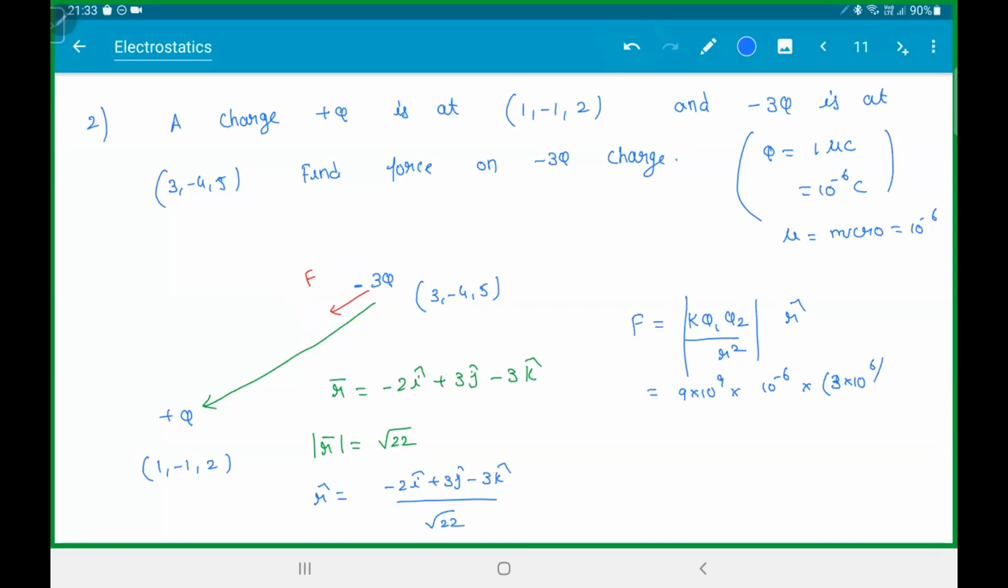Why is it 3j? Minus 1 minus of minus 4, no?